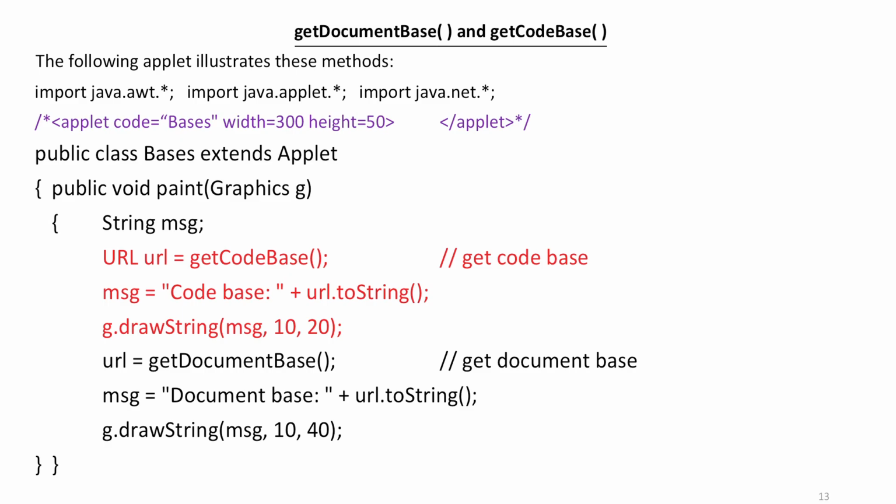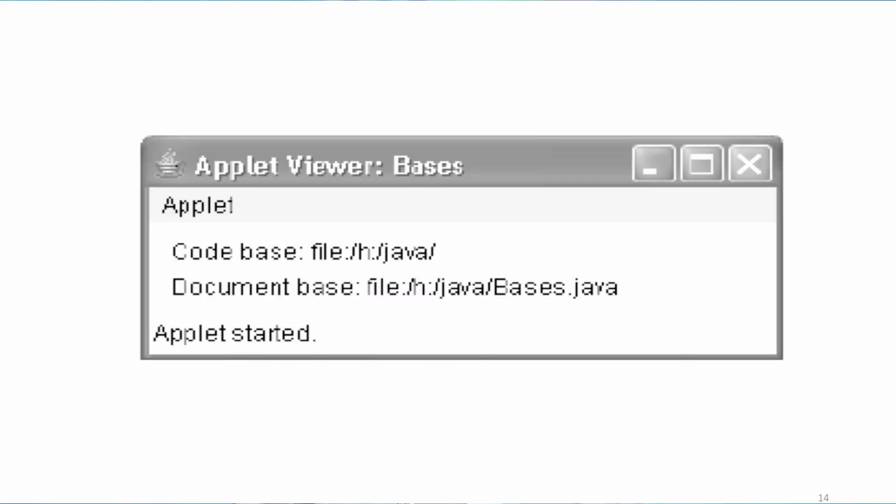Here in the output, the code base will display the code base directory, and the document base will display the document file which is under the Java directory. So, this is the output of this program. That is why getCodeBase or getDocumentBase are used. Now, see this program where we are displaying an image.